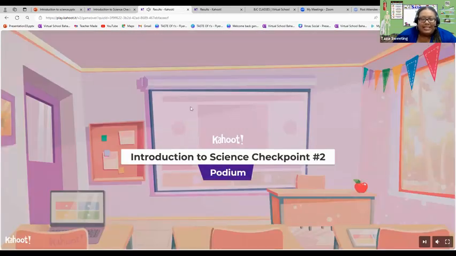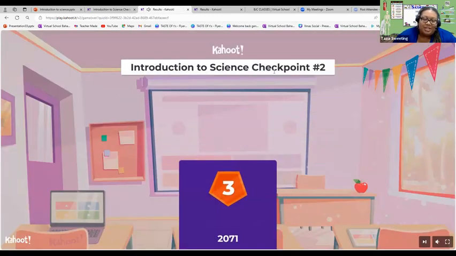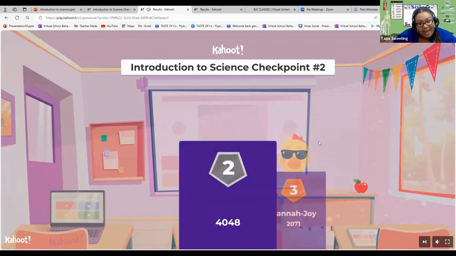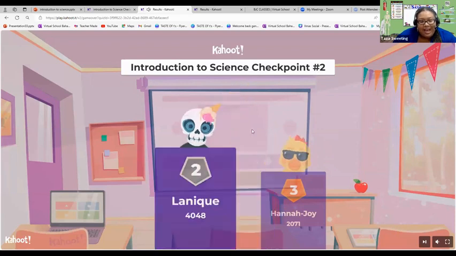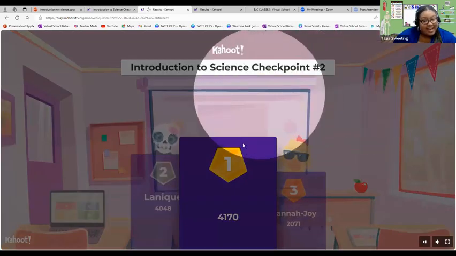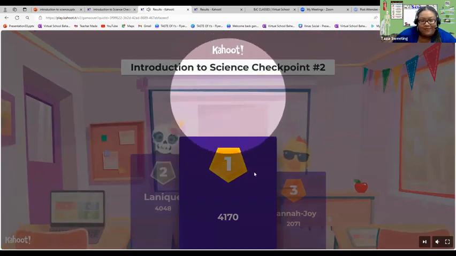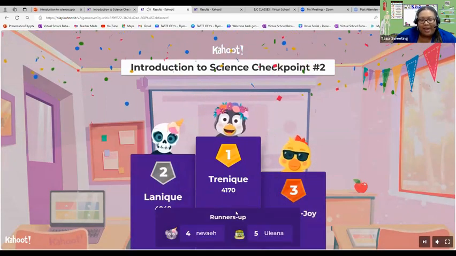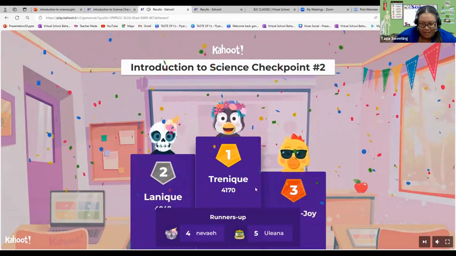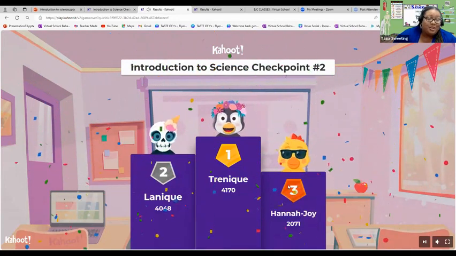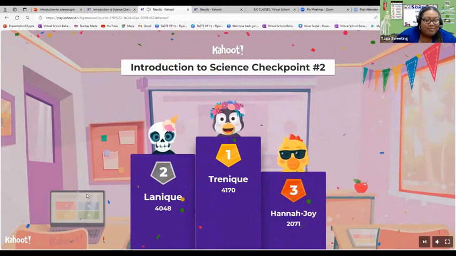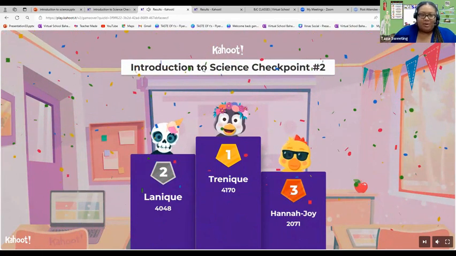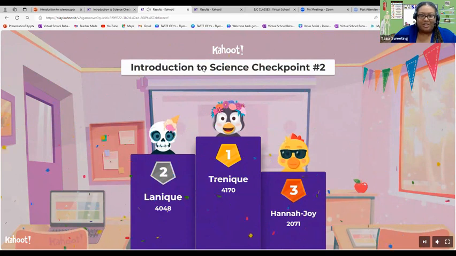So let's see who's on the podium for this checkpoint number 2. We have our newcomer, Miss Hannah Joy. And then we have Lanique in second this time. All right. And in first place, we have Trinique. Awesome job, everybody. Nevaeh, and please forgive me if I pronounce your names incorrectly. I think it was Juliana. Awesome, awesome job. That's checkpoint number 2.